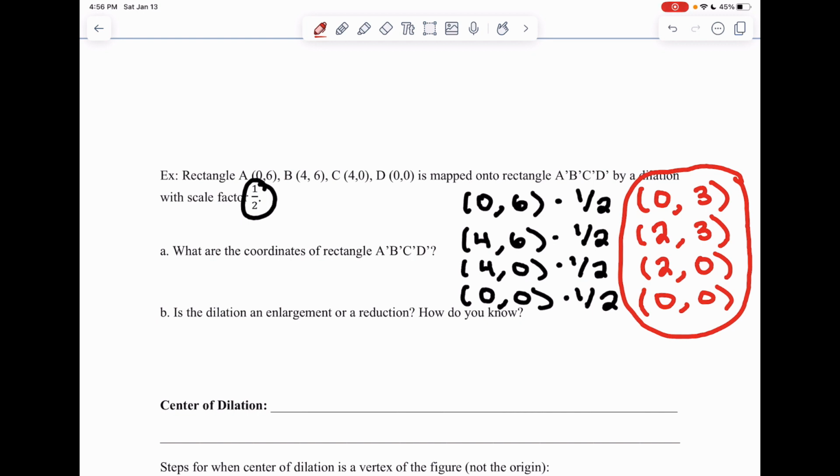Now, without even graphing, I can tell if the dilation is going to be an enlargement or a reduction just by looking at the scale factor. Since the scale factor is less than 1, I know this is a reduction.